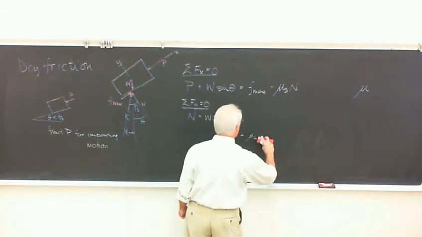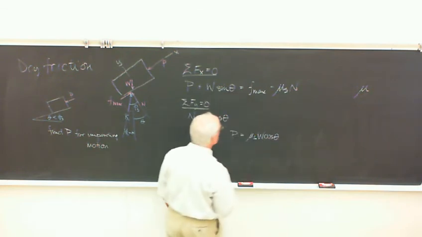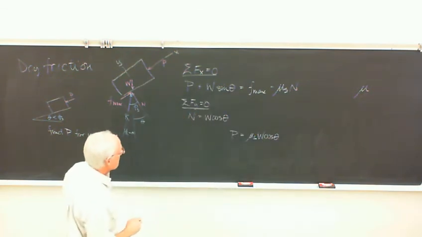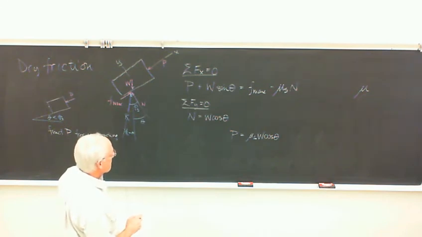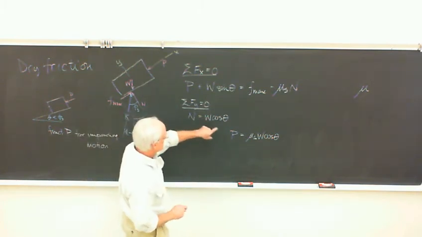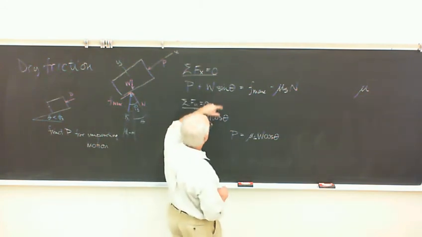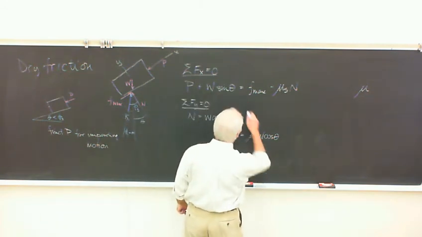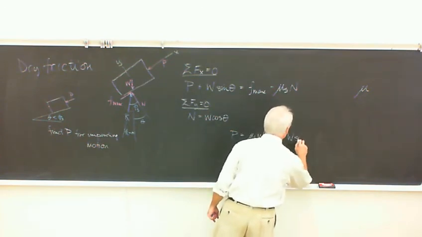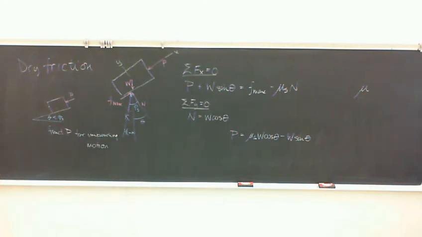Mu s N, and N is now W cosine theta. No, N is W cosine theta. Right? You just got a minus W sine theta, you got it. Yeah, minus W sine theta. And then you can take out the mu s, if you can write one, and put in the tangent of the angle.